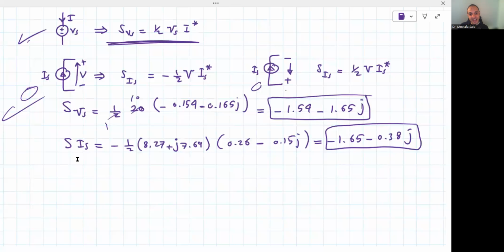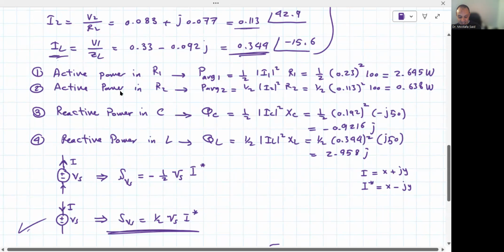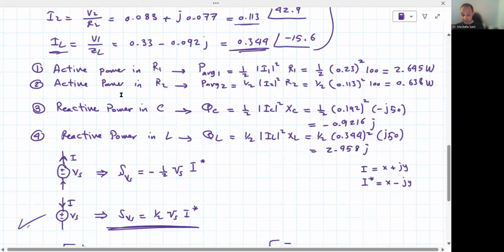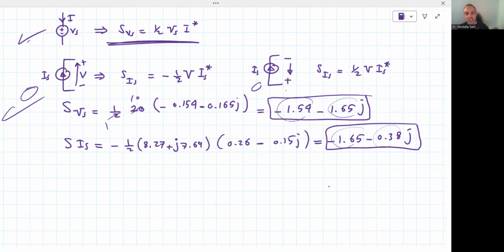Remember, we have real part and we have imaginary part. For the elements, the resistances always have a pure real part, and the reactances, the reactive power, always have an imaginary part. The source has both, real and imaginary, because this is the one that generates the active power and the reactive power. So if we want to know the total reactive power input to the circuit, just add the imaginary part of SVS and SIS.